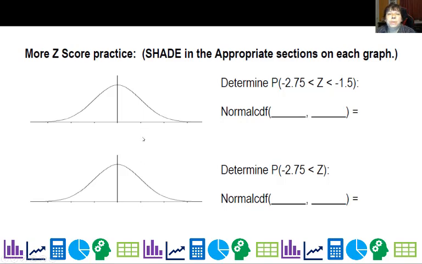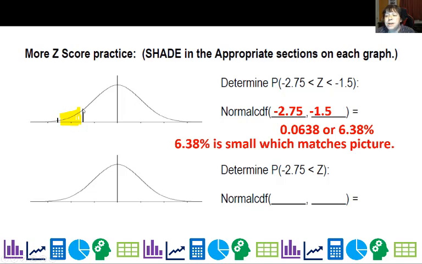So let's just do some quick practice on shading. I want to stress how important it is to draw the picture, at least while you're first doing these normal distributions. It really helps you keep straight what is a reasonable answer. So here I'm just going to do normal CDF with these two, and I get 6.38%. Does that make sense for this picture? Yeah, 6.38 is kind of small, and that area is not very large.